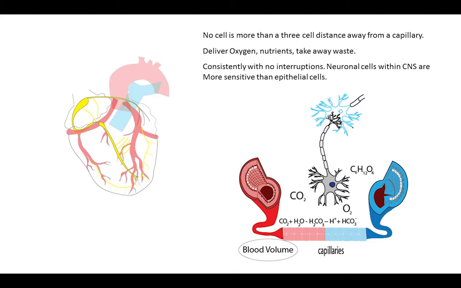I remember the lecture where I heard the statement, "No cell is more than a 3-cell distance away from a capillary." The professor had us stop and think about that, and it's been profound, but it's also helped to put things into context when I'm thinking about the importance of a certain organ or the role it plays. So the heart must deliver oxygen, nutrients, and take away waste from trillions of cells every second. Most important to our cognitive experience, i.e. the neurons of our CNS and PNS.